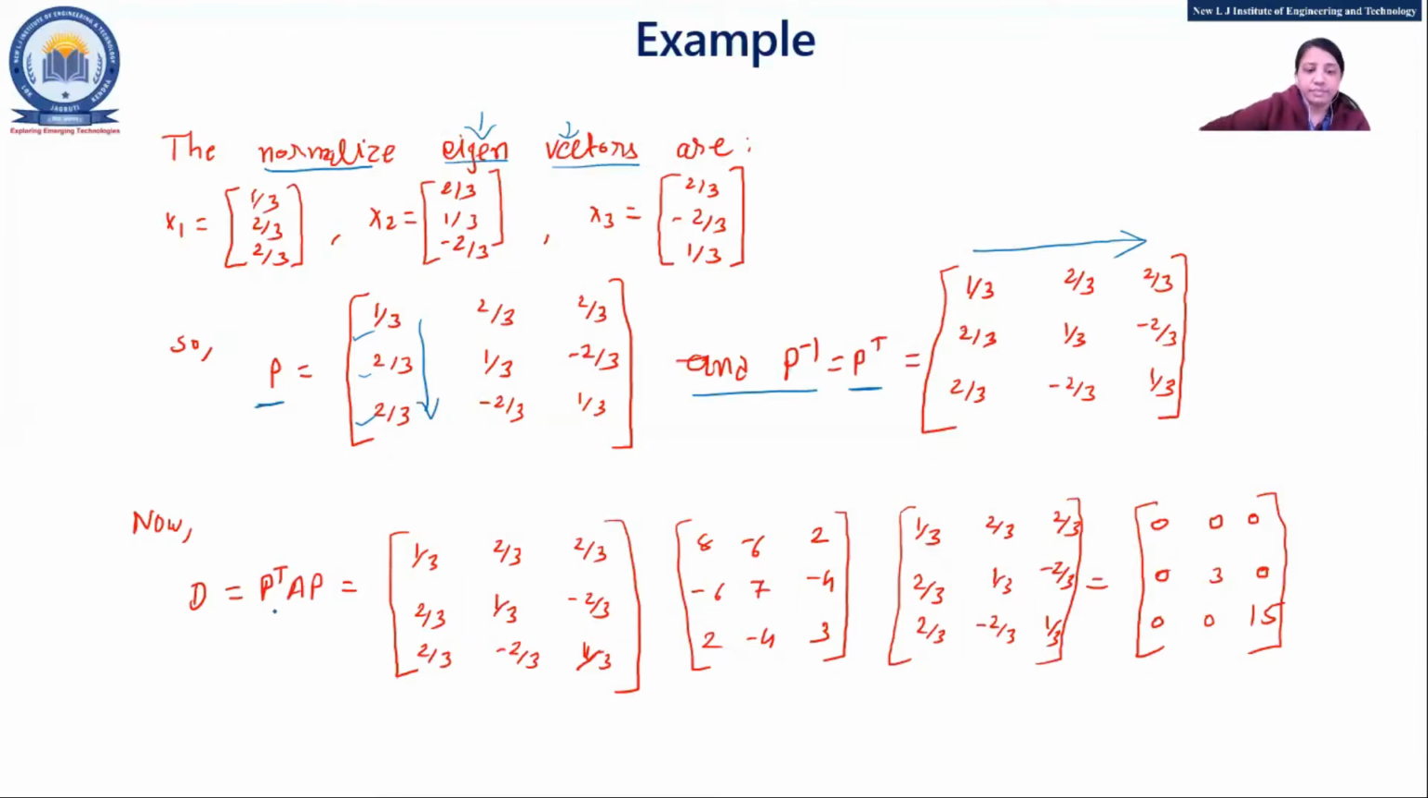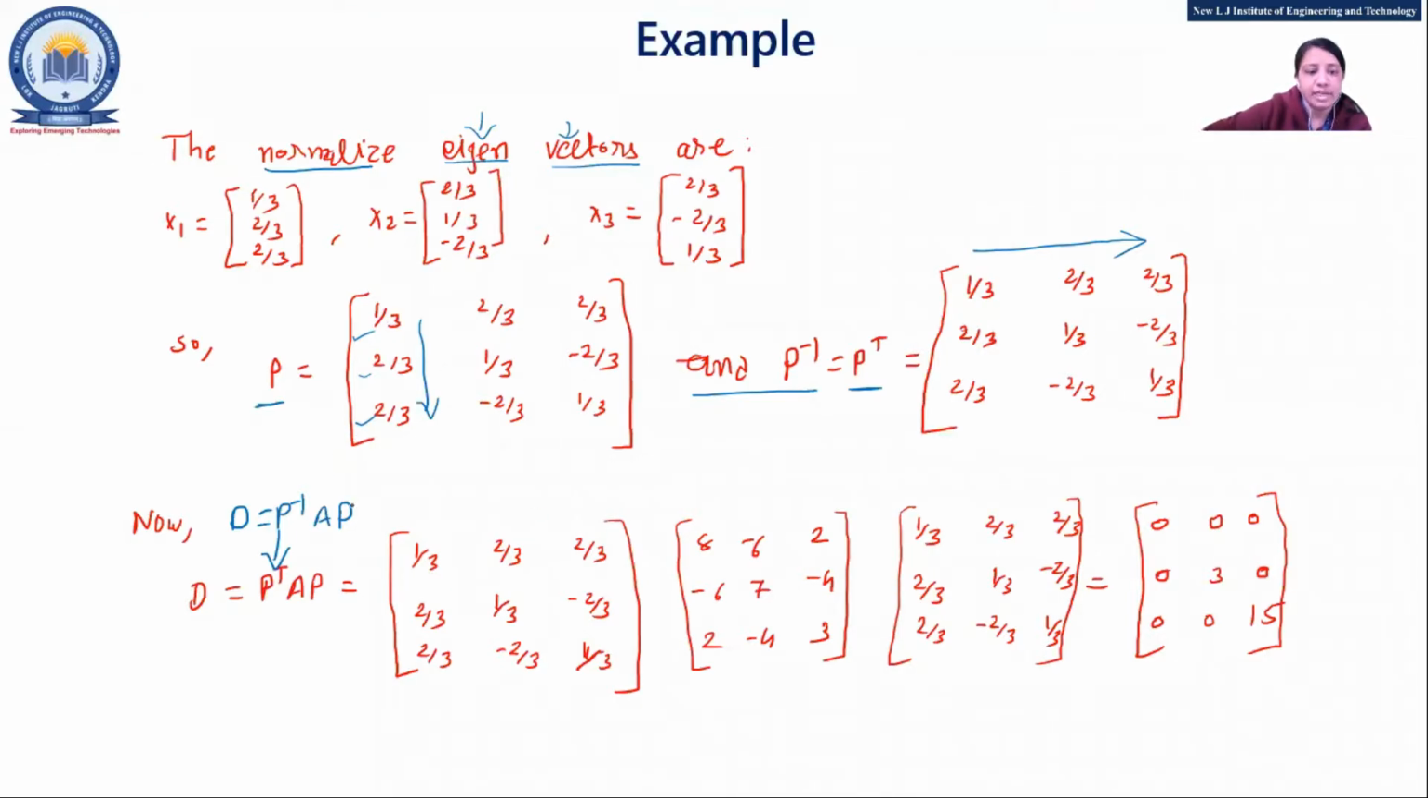Now again, whenever orthogonal is there, normally D equal to what? P inverse AP. But now in orthogonal, P inverse is nothing but what? P transpose. So P transpose AP. So in this diagonalization, in this way, in the exam it can be asked. Either it will be asked what? To check the matrix is diagonalizable or not.